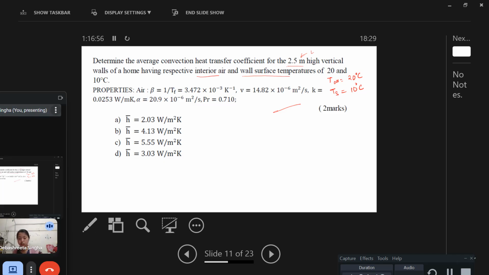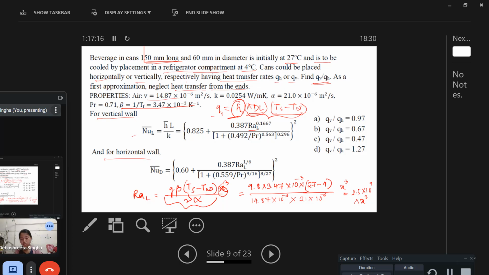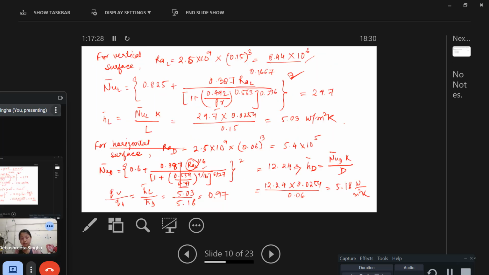Then what we have to find out? We have to find out the average convection heat transfer coefficient, that means h L bar. So this is what we need to find out. Whatever was the previous question's formula, that was for vertical, right? This is for horizontal. Since the next question asks for the vertical walls, we have to follow this equation.